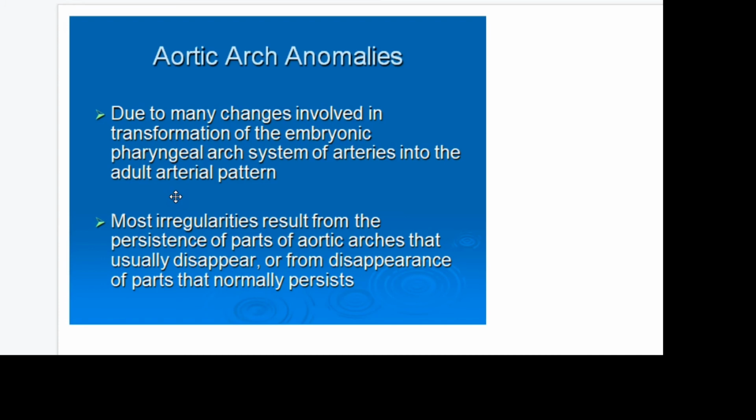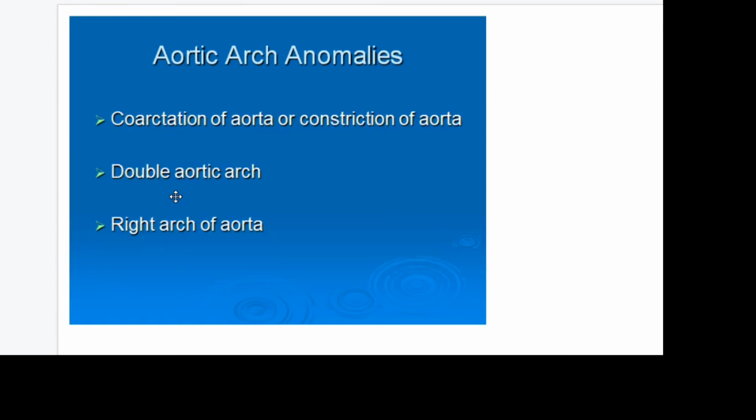So what are the aortic arch anomalies? We have the coarctation of aorta, or the constriction of aorta, which is of two types, the preductal type or a postductal type. If the constriction is before the ductus arteriosus, it is called the preductal type, and if it's after the ductus arteriosus, we call it a postductal type.